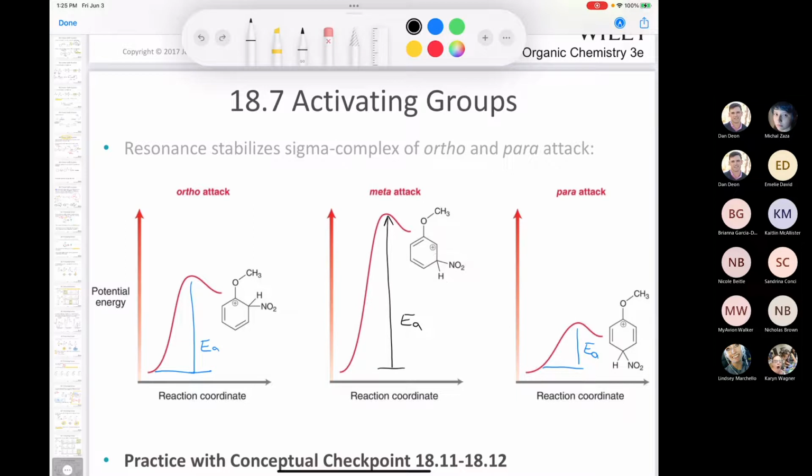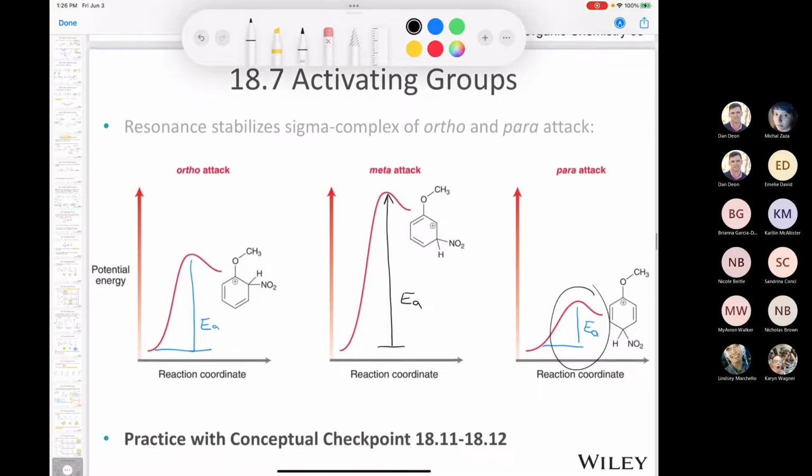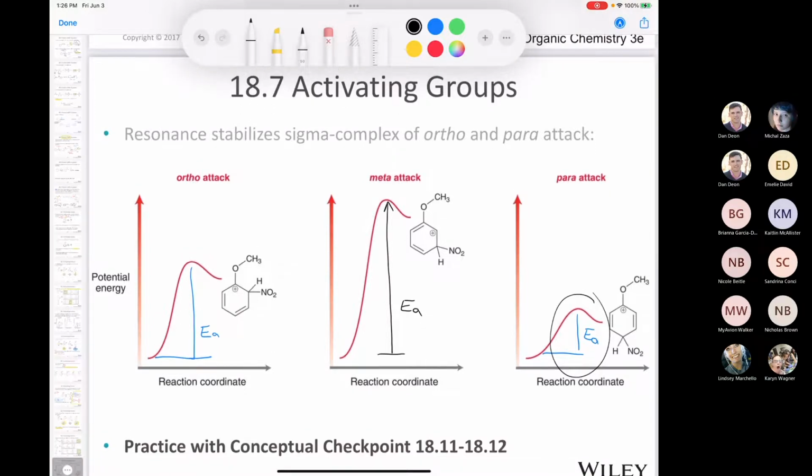And you notice that the activation energy for the para attack is smaller, or lower, excuse me, than that for the ortho attack. Well, why would that be? Again, it's partially due to the fact that you have free rotation around this sigma bond, and it causes some steric hindrance at the ortho positions when we have that big old methoxy group.